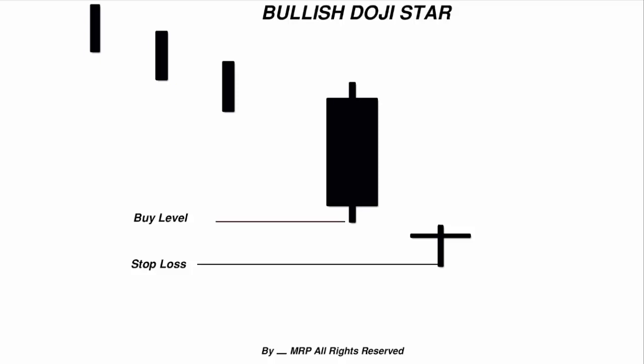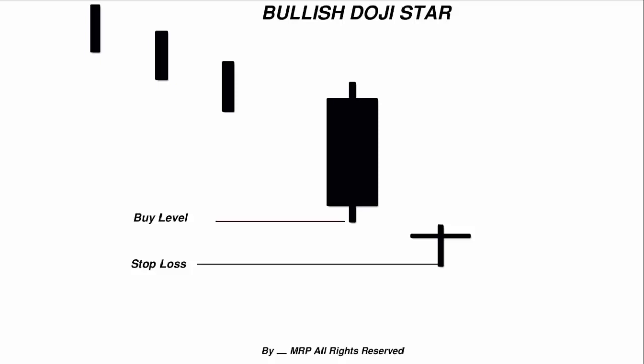Today I am presenting the Doji Star. We have seen two types of Doji Star, the bullish Doji Star and the bearish Doji Star. First I discuss the bullish Doji Star. The bullish Doji Star pattern appears in a downtrend and warns that the trend will change.